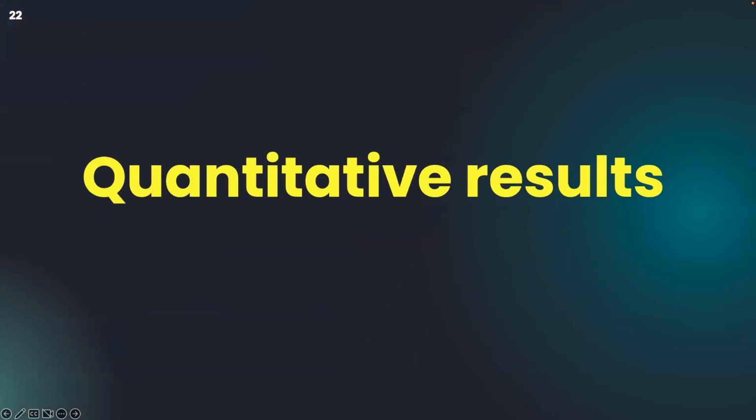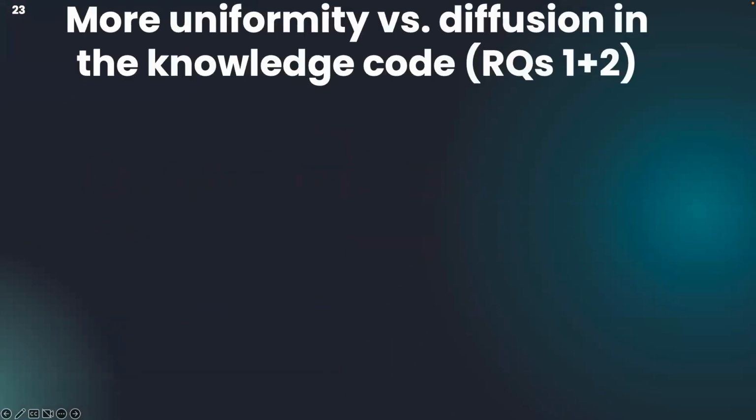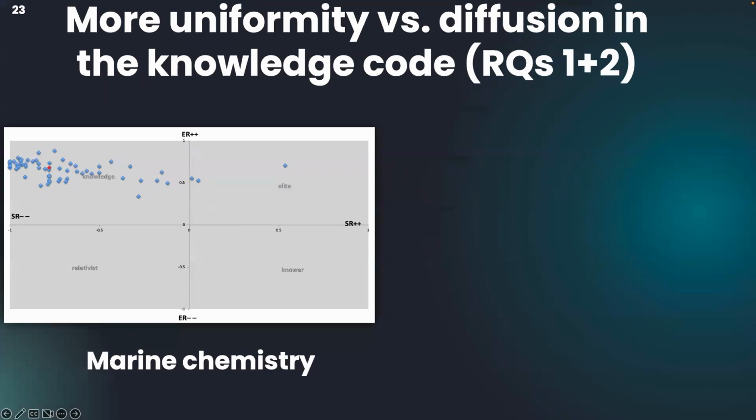So now the quantitative results. I'm going to show you two plots. This is for marine chemistry, with the red diamonds being the mean value for all 60 articles. In marine chemistry, more than 3/4 of the corpus articles are positioned within a rather small area of ER plus 0.5 to ER plus 1, and SR minus 0.5 to minus 1. You can see the concentration here, which signals substantial uniformity of practice.